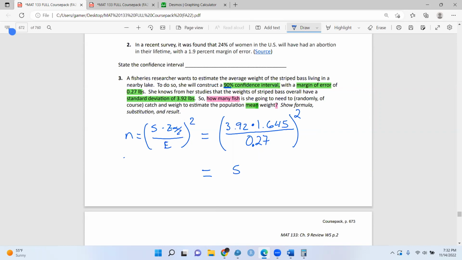570.32, whatever. How about you, Sarah? That's what I got too. So rounded, 571. 571 fish. Okay, so remember how before I said it could be close to 30? Well, here we need a ton more, but this margin of error is really, really small.